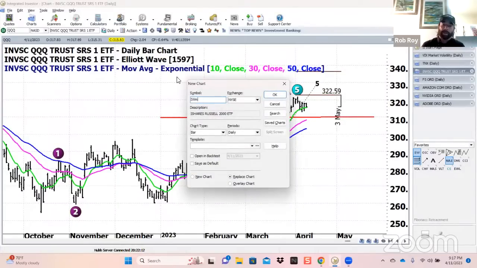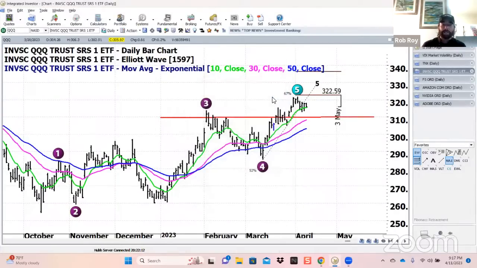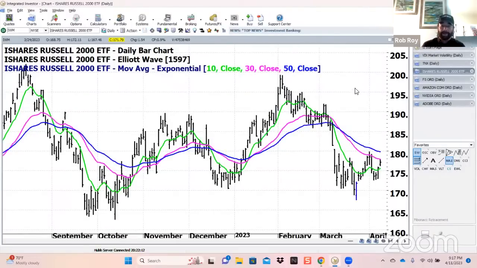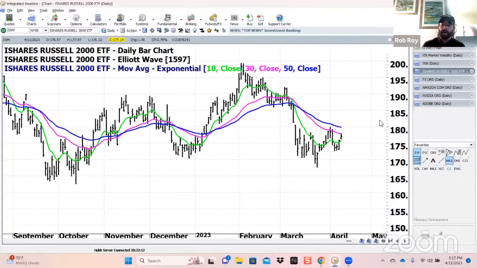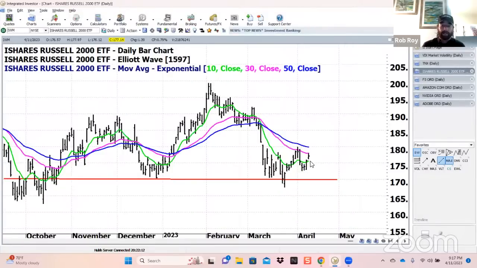Now, here's something that you might find interesting. The IWM, which had been kind of lagging. We talked about the fact that it's not participating in the upward movement of the SPY and the Qs specifically. Well, it's trying now. It's trying to get its act together. It's above the 10-day moving average. We're trying to move up towards that 50-day moving average.